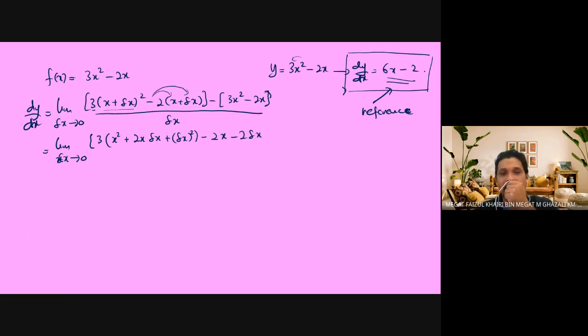Okay, now the expansion of this is all here now, minus this one here. Negative times 3x squared, minus 3x squared; negative and negative, positive 2x, and everything divided by delta x.